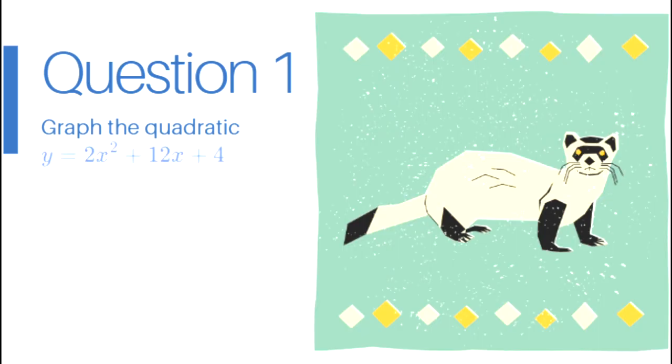Here's question 1. Graph the quadratic y equals 2x squared plus 12x plus 4. And this one you're going to work through on your own, and it's a miracle because the formula actually appeared. Pause the video, go do this, come back, we'll work through it.